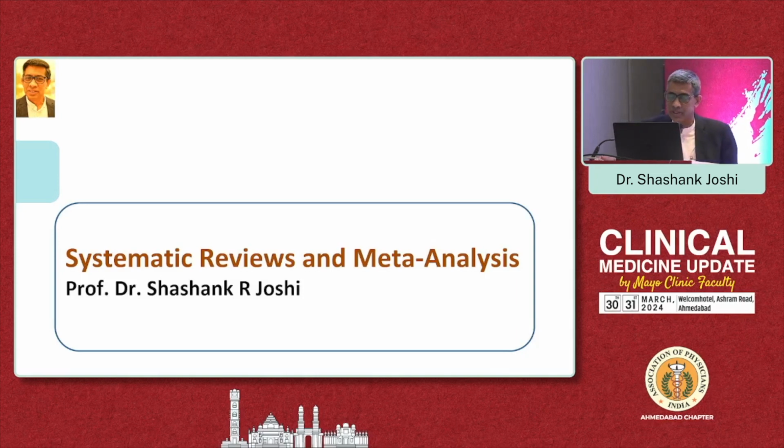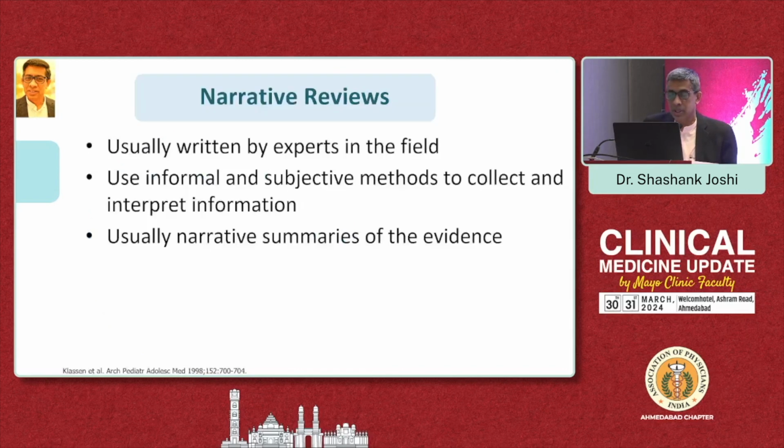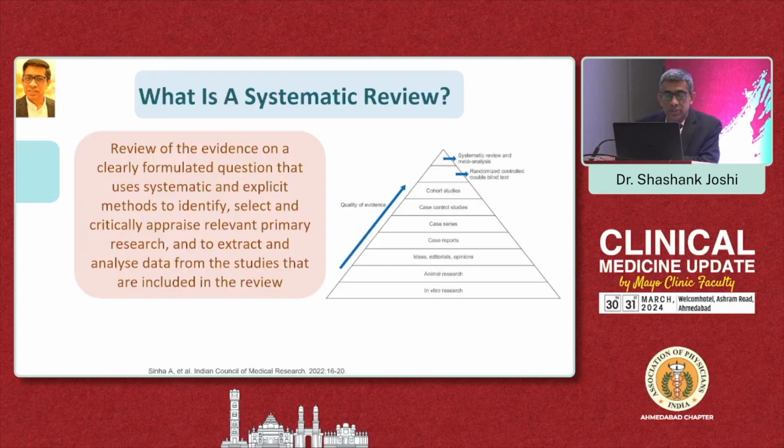I have 20 minutes. Systematic reviews and meta-analysis. So when you look at types of reviews, we have literature reviews, we have systematic reviews, we have meta-analysis, and you can see that this Venn diagram shrinks. And most anecdotally, people wrote as experts or so-called experts, narrative reviews, which use informal or subjective methods to collect and interpret information. And these were narrative summaries of evidence.